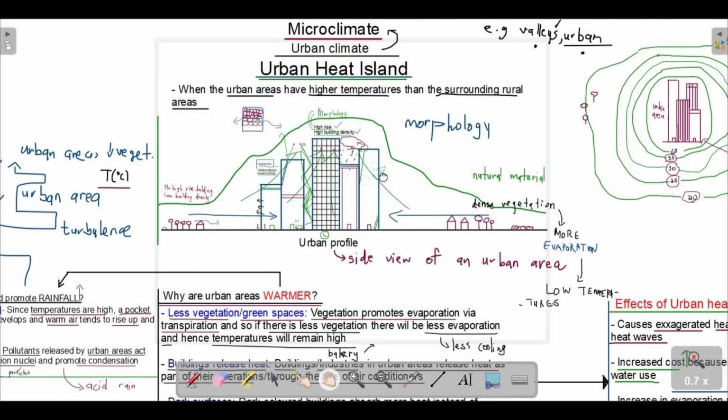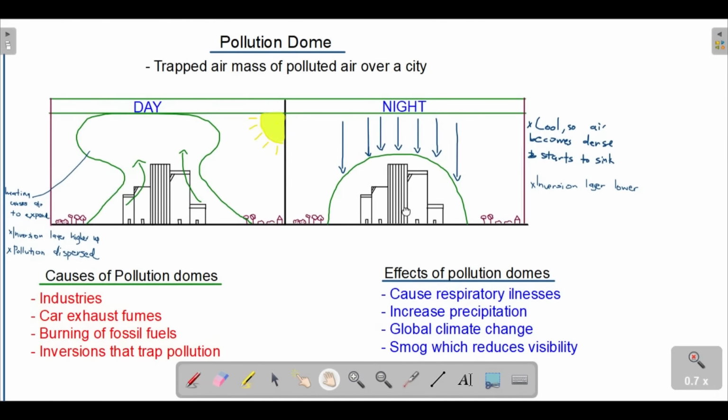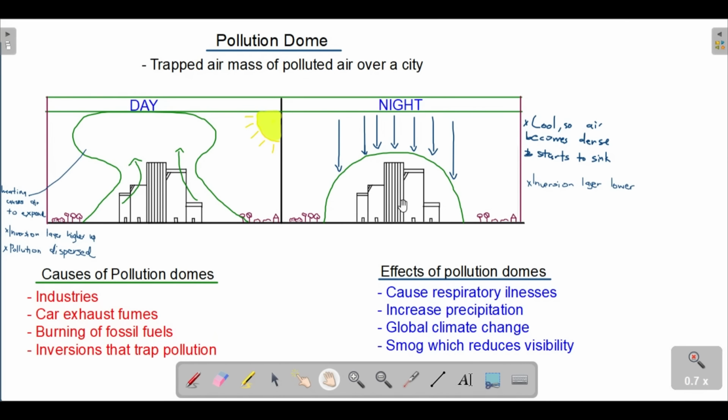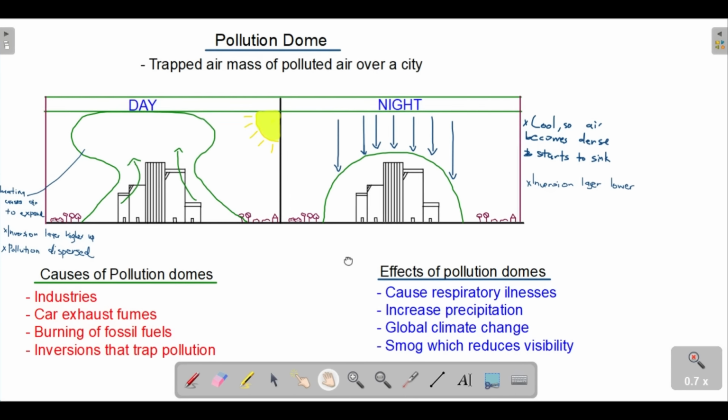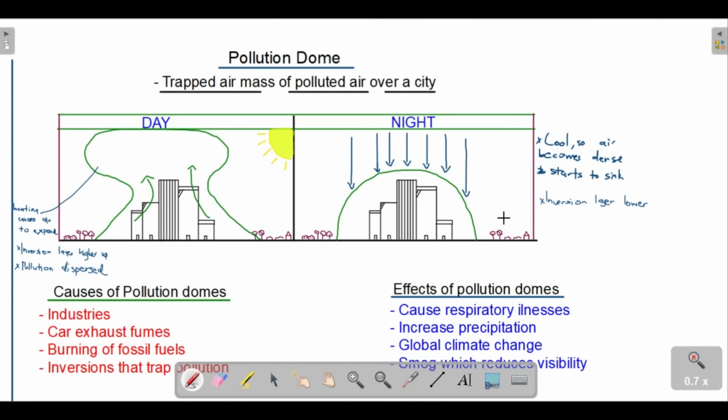Now I'm going to head on to pollution dome. So pollution dome, this is the last concept that we have under city climate, right? So a pollution dome, guys, is simply a trapped mass of polluted air over a city. Okay, so it's air that is filled with a lot of pollutants in an urban area, right?